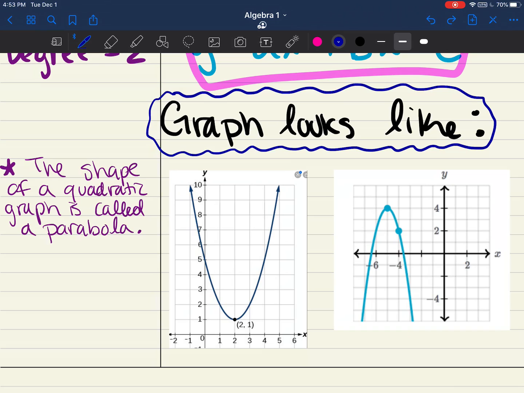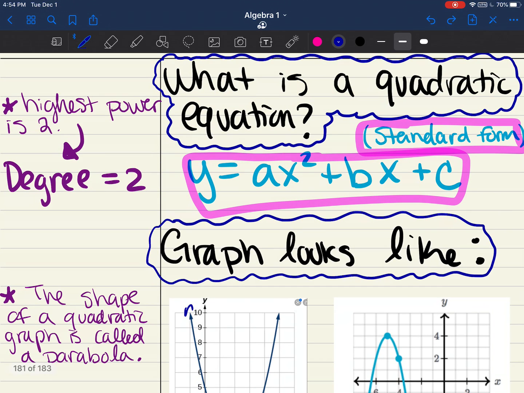All parabolas do reach a certain point and turn. They only have one turning point. And you'll notice that this one is facing up and this one is facing down. So that's important to notice as well. I do want to go back really quick to standard form and point out that A, B, and C are just placeholders for numbers. So A and B are coefficients and C is just a constant.